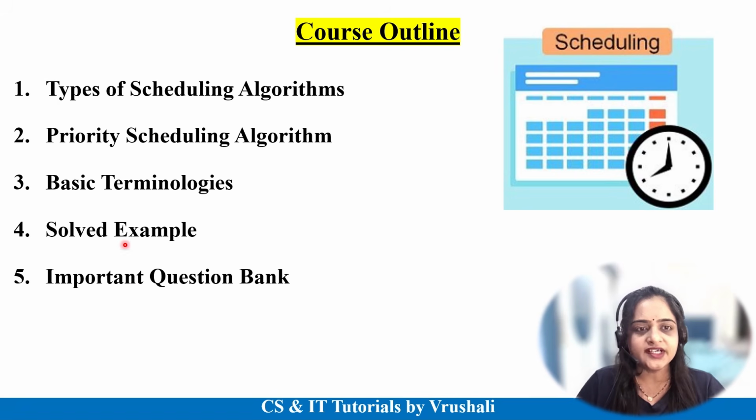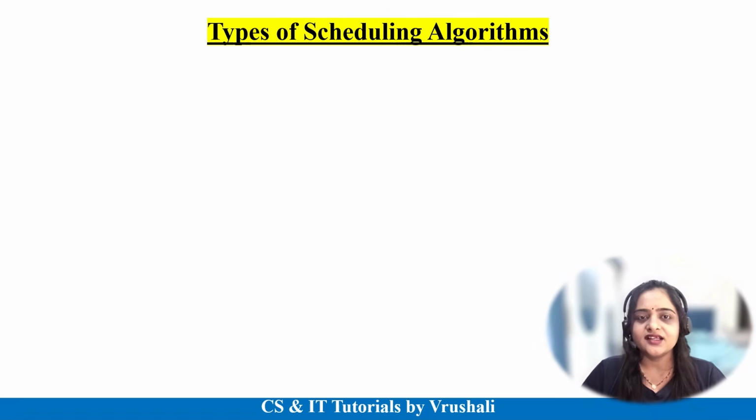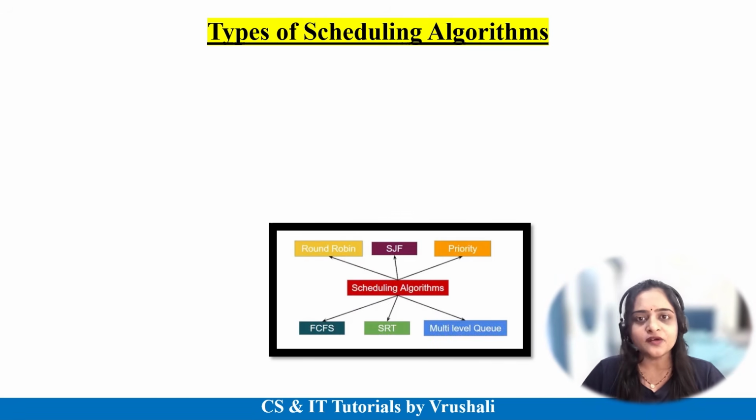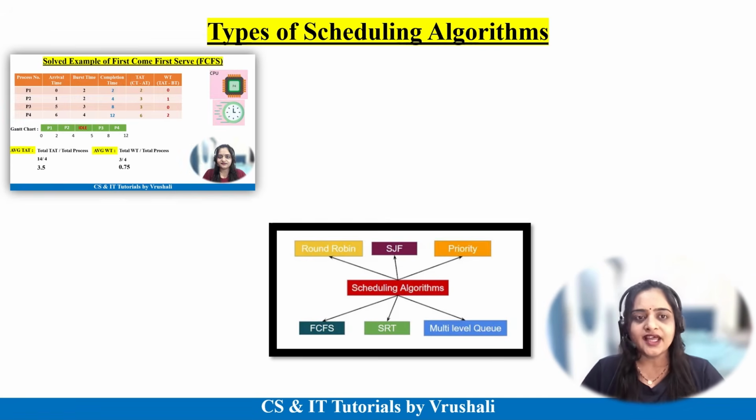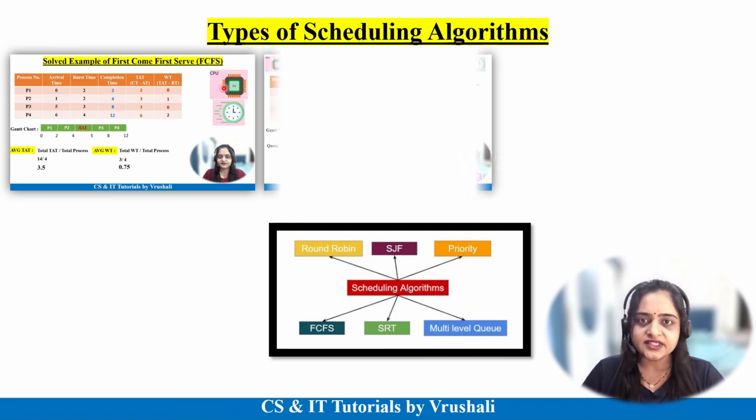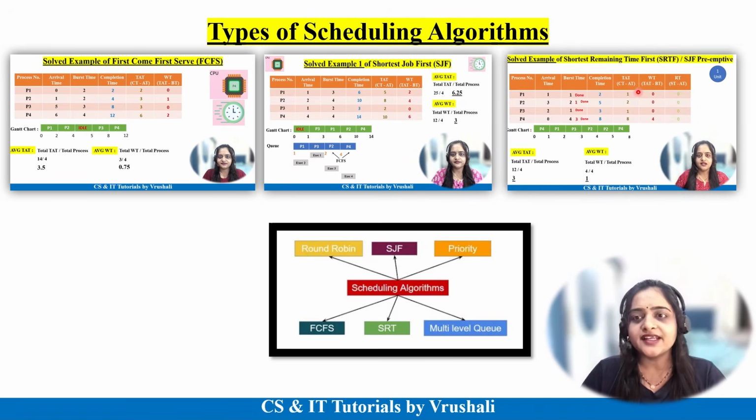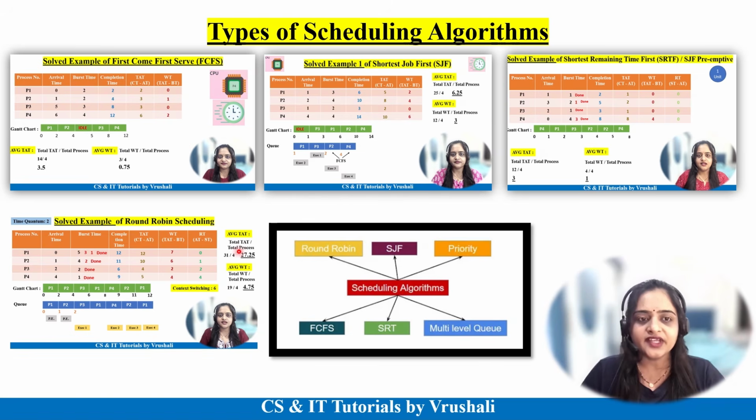So, in today's session, we will discuss all these points. At the end, we will discuss some important question bank. Now, the first topic is types of scheduling algorithm. As we discussed earlier, there are different types of scheduling algorithm. First we discussed examples of FCFS scheduling, then SJF, then SRTF, which is also called SJF preemptive algorithm. And after that we discussed the round robin scheduling algorithm. So these examples will be important for your university examination, and this kind of question is also asked in the GATE exam, so prepare accordingly.